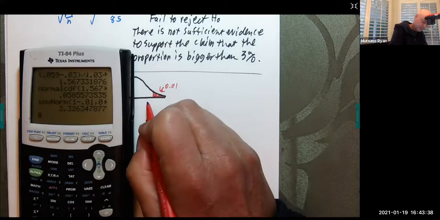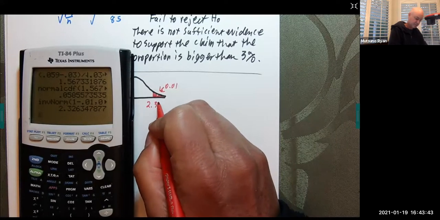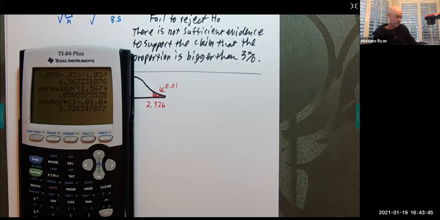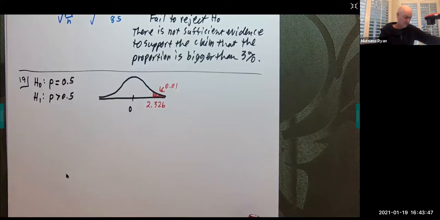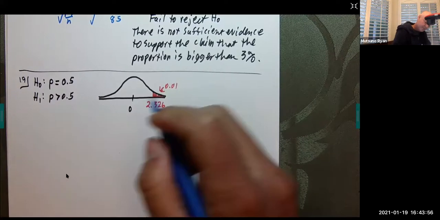So this is 2.326. Now for the test statistic. I could do the formula that we used before, but let's keep it simple.